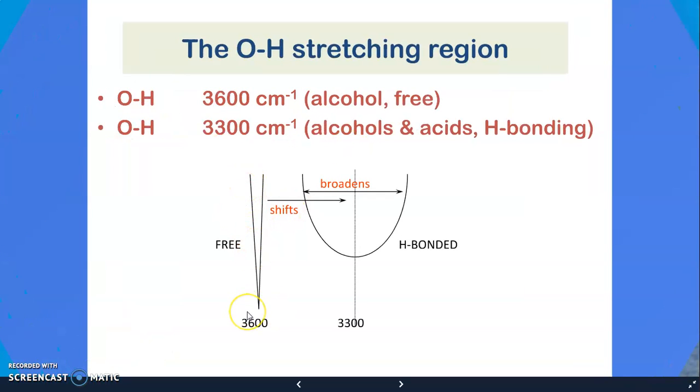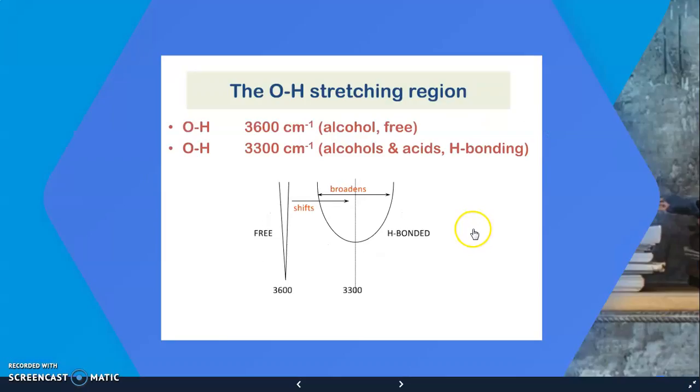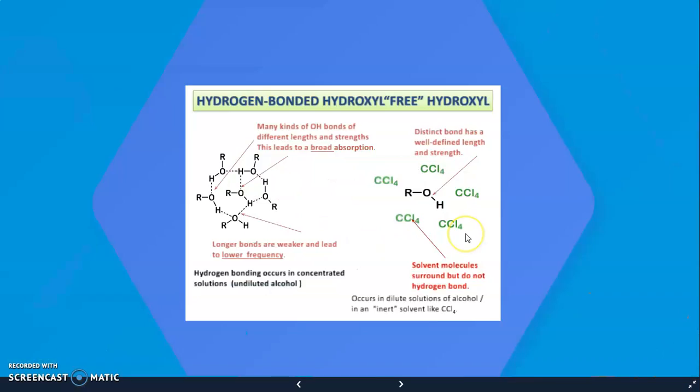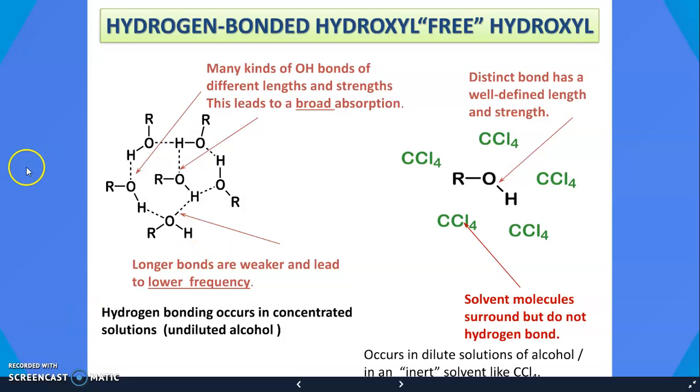This is the very sharp peak shown by the alcohol which is free, and this is the broad peak at 3300, where alcohols, acids, or other compounds having the hydroxy group, like phenol or carboxylic acids like benzoic acid, give an OH stretching and show a broad peak. So here we see how intermolecular and intramolecular bonding are present in hydrogen bonds.